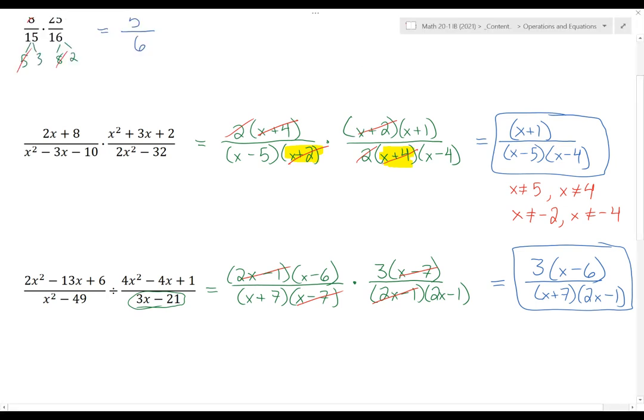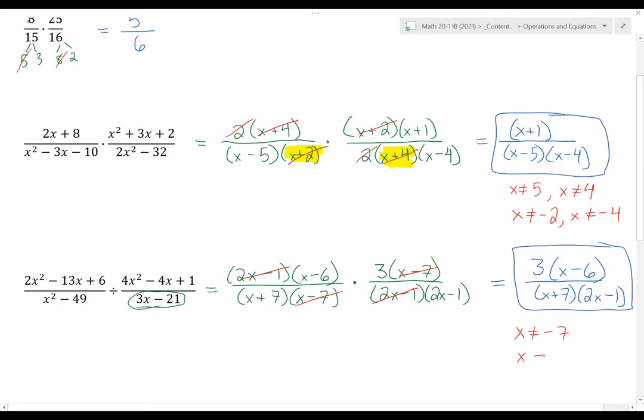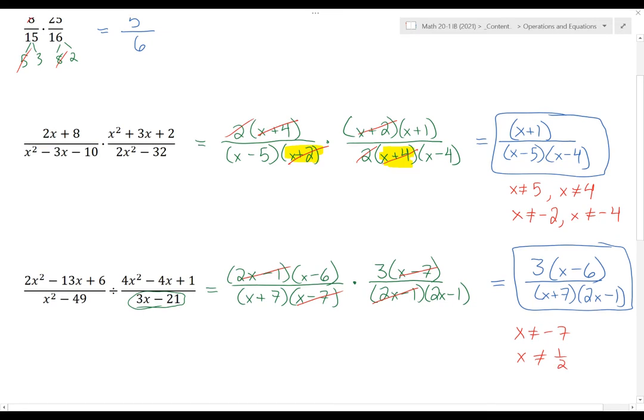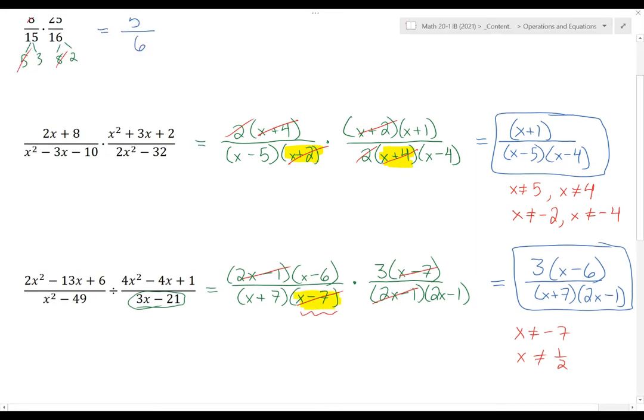My non-permissible values, all right, so I have x cannot equal -7, x cannot equal 1/2. Those come from the two factors that I can see in my simplified fraction. x also can't equal +7 because I had a factor that canceled out right here.